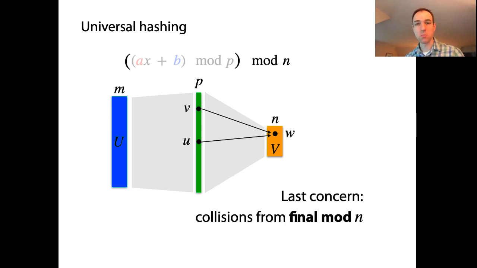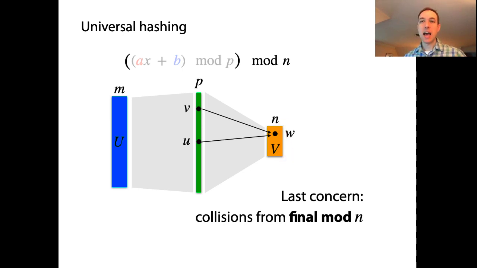We're going from a large number of slots, p, which is greater than or equal to m, down to the range of the hash function, which is presumably, in most situations, much smaller. So we have to analyze the collisions that are going to result from this final step, which is that we simply take the result of ax plus b mod p, and we take that mod n. That's the step that gets us to this range.